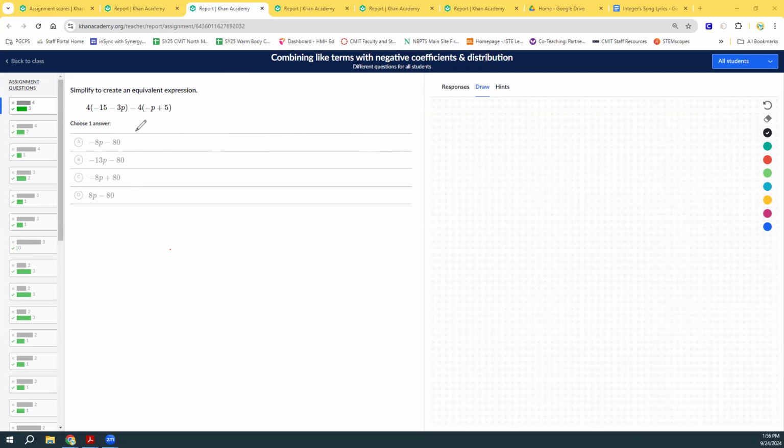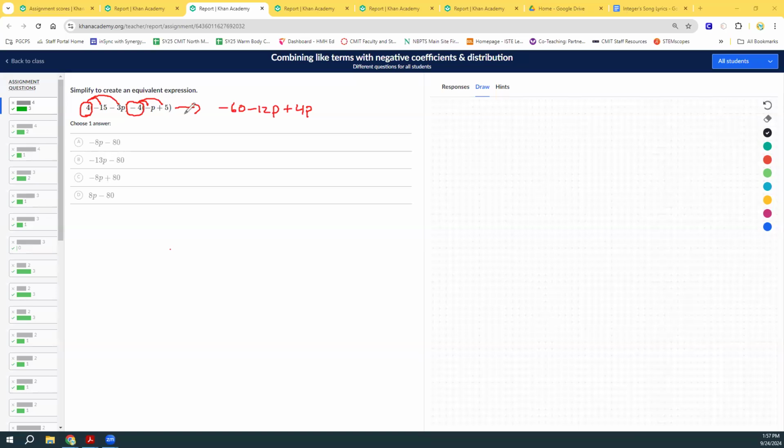So write this one down. Combining like terms with negative coefficients and distribution. I hope you're ready. So when we have a number out front of parentheses, we are going to distribute it. So I'm going to distribute that to there and there. And I'm going to take this -4 and distribute it to here and here. Let's go. So 4 times -15 is -60. 4 times -3 is -12. P, because of the P there. -4 times -P is +4P plus 4P.